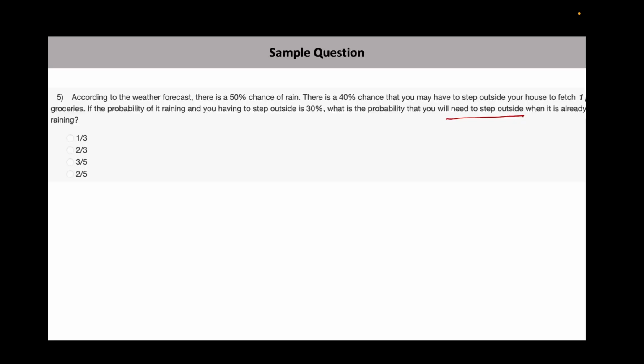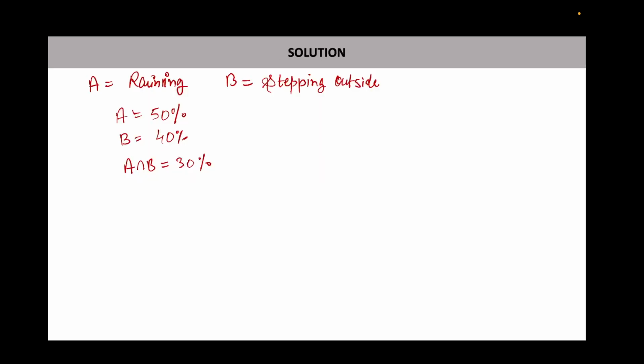Now the question is asking what is the probability that you will need to step outside when it is already raining. As I told you in previous questions as well, when it is said that some event is already happening, that event's probability will go in the denominator. So the probability of events A and B happening together, while event A is already happening, because the question says that rain is already happening, and what is the probability of you stepping outside when the rain is already happening?